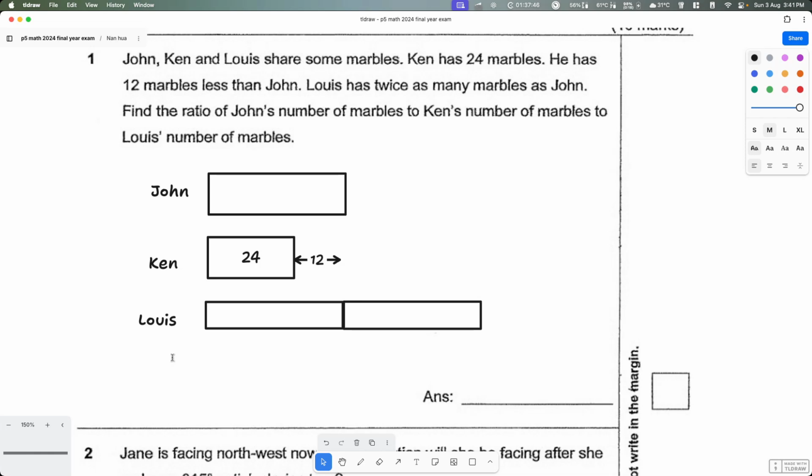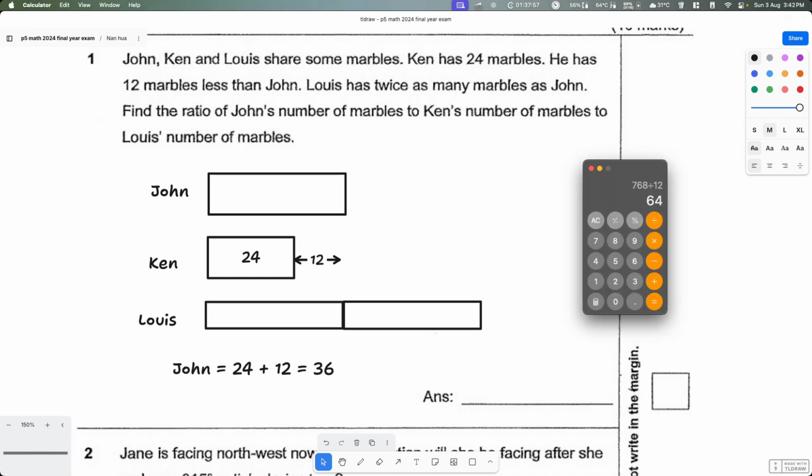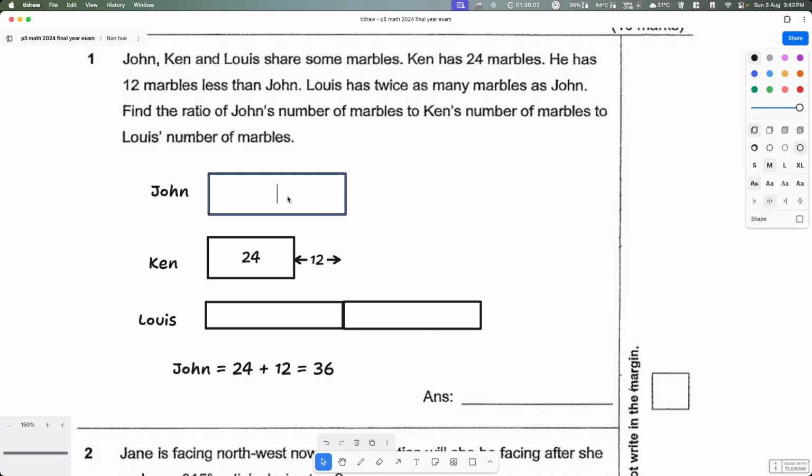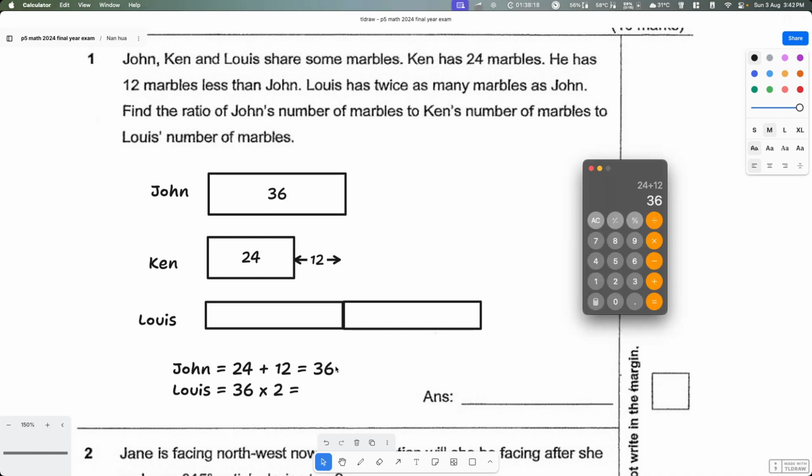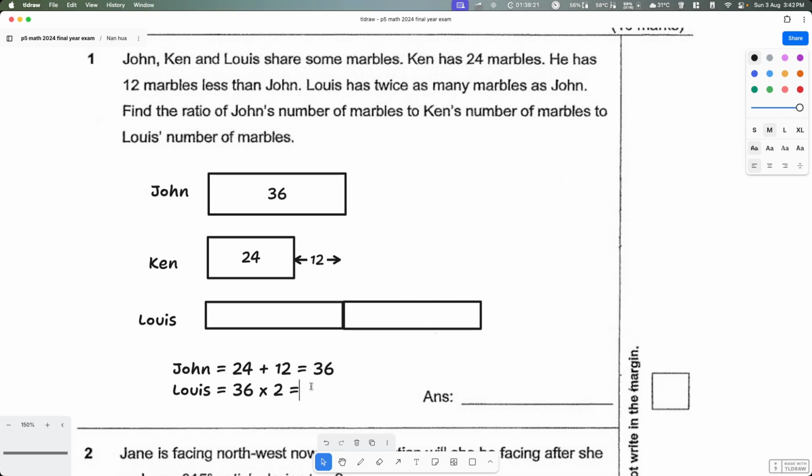Over here, John is equal to 24 plus 12, which is 36. Double confirm with your calculator: 24 plus 12 is 36. Now we know John is 36. Then that means Louis is equal to 36 multiplied by 2, because it's 2 units in this case. 36 multiplied by 2 is 72. So now we know John and Louis.